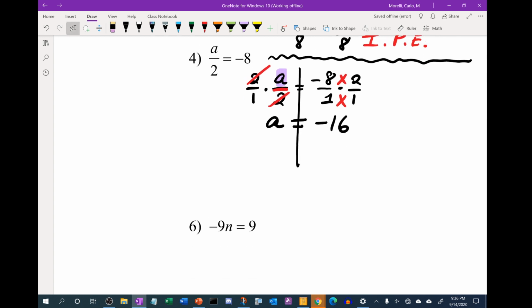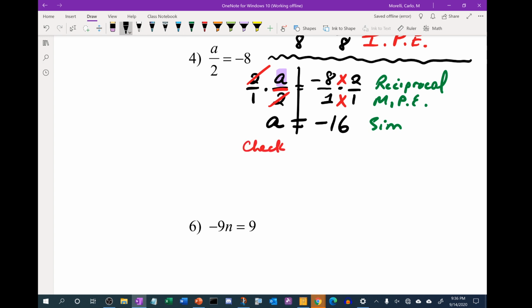We think, but we don't know. Okay? So I'm going to have to write my justifications here. So this was the definition of the reciprocal. Okay? And also the multiplication property of equality. And then this was simplification. Now let's check it. Question. Does A over 2 equal negative 8, where A equals negative 16?